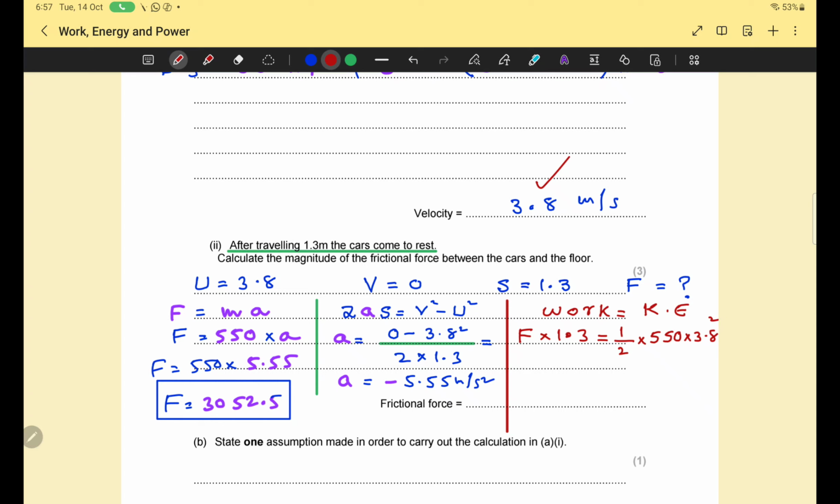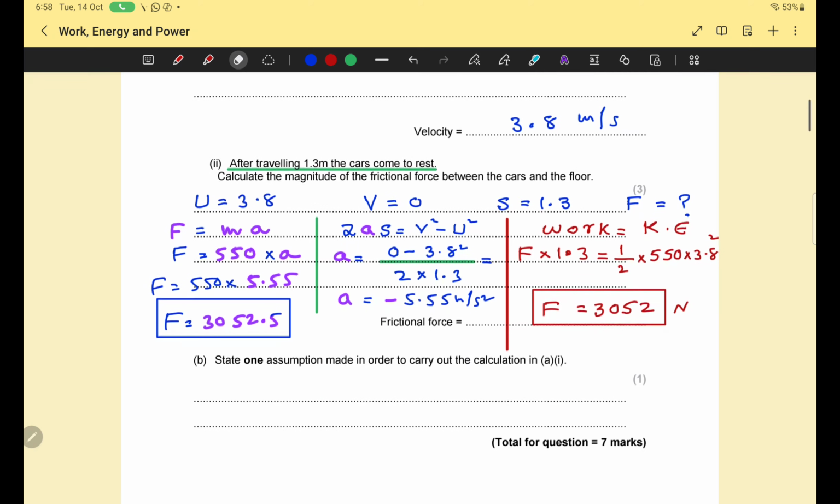So if you calculate force by this calculation, then again the result will be the same. It will be 3052 Newton. The same result you will get. So you can solve this question by either method. Work against friction equals to kinetic energy. Work equal to force into displacement. Kinetic energy is half mv square. So you can solve by this method as well as F equal to ma.